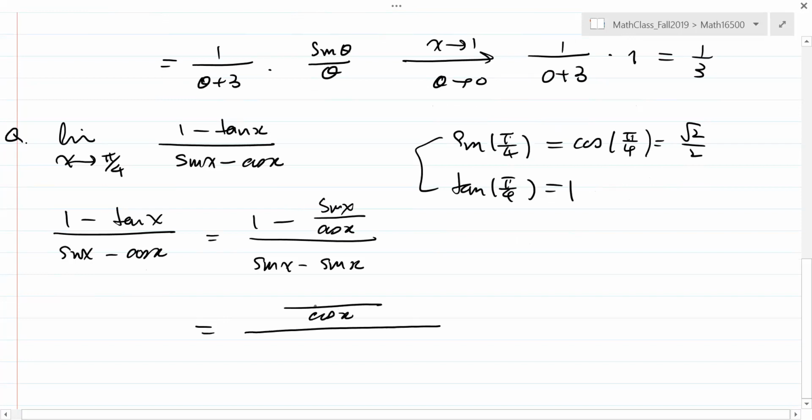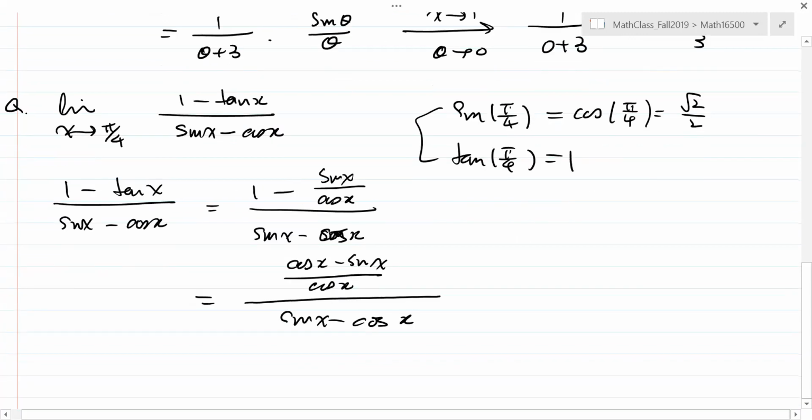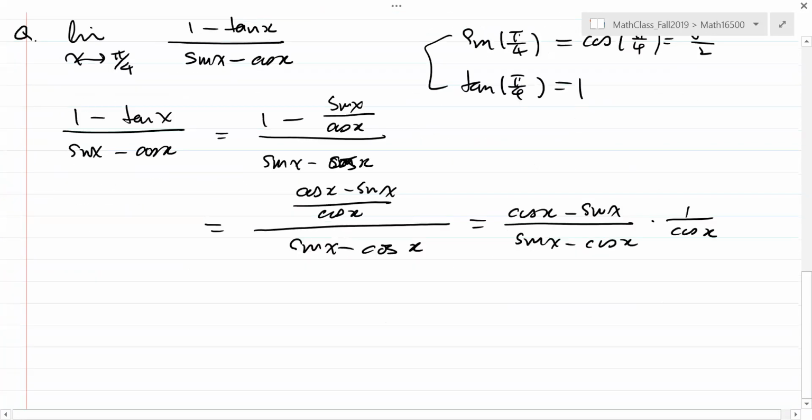So I'll get cosine x minus sine x, and sine x minus cosine x, with cosine x here. Let's simplify it further. Then you will see the numerator and denominator differ by a sign, so it's going to be negative 1 over cosine x. This is very simple.